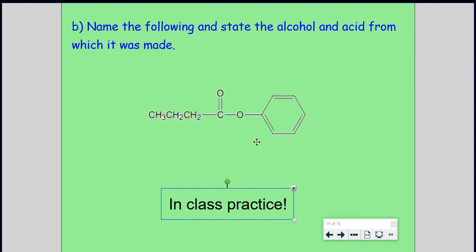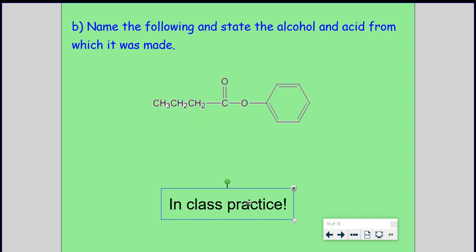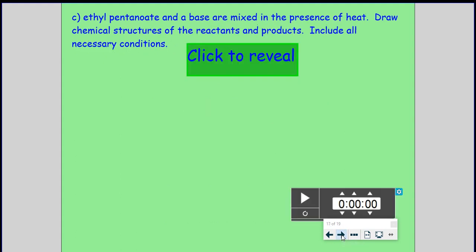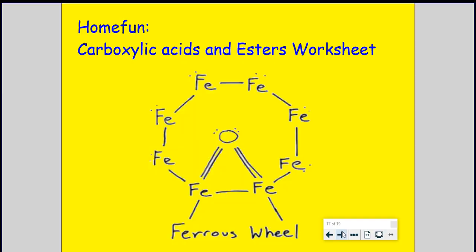This is going to be in class practice. So here the task is to name the following, and you're going to state the alcohol and the acid from which it was made. All right, so we'll name this and we'll write the names of the 2 reactants that are required to make it. We'll do this together in class. This as well. Here you're asked to draw the chemical structures of the reactants and products and include all necessary conditions. Those are your catalysts that we went over. Answers here, yes, but let's wait to do that in class as well.